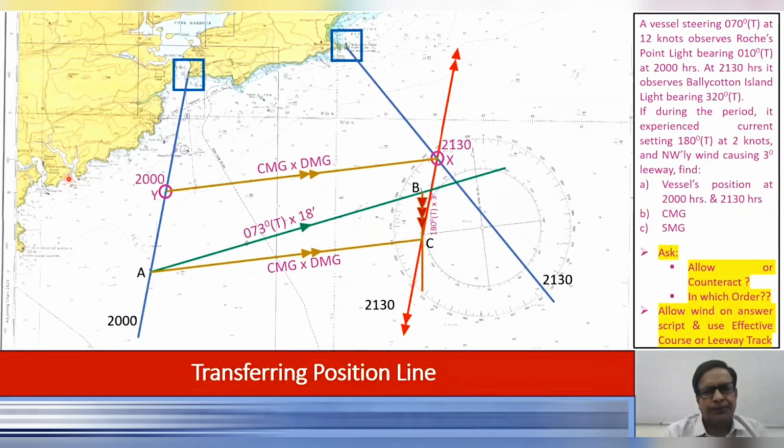Okay, so this plot is also complete, beta. We have first allowed for the wind, got our leeway track or effective course, plotted the leeway track, then allowed for the current and got our course made good and distance made good, which we used for transferring the position line. So have a good look at the plot and let me know if there are any doubts.